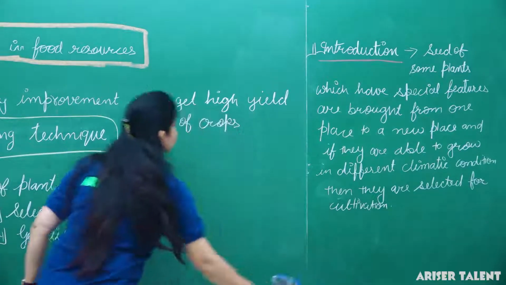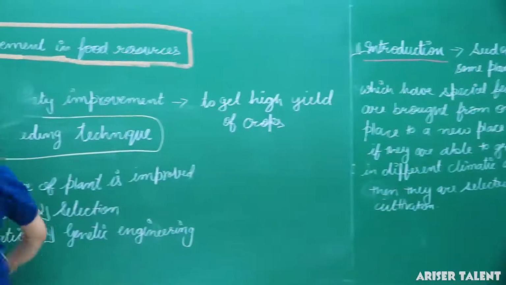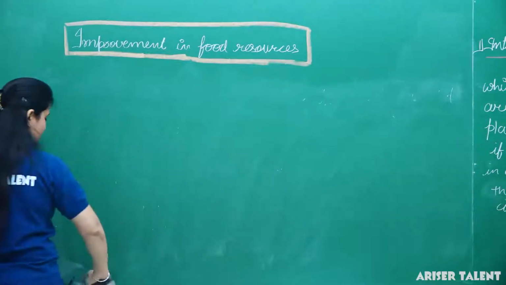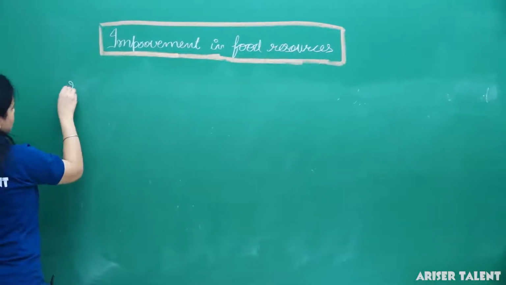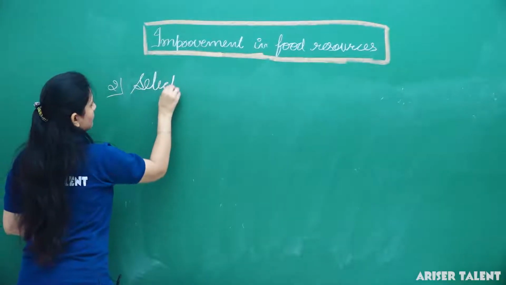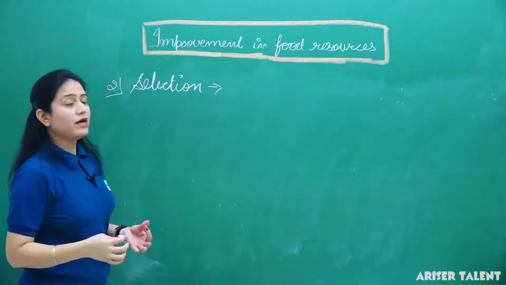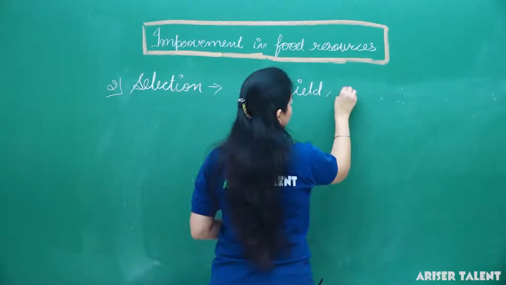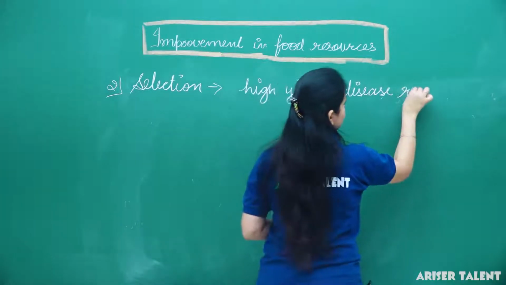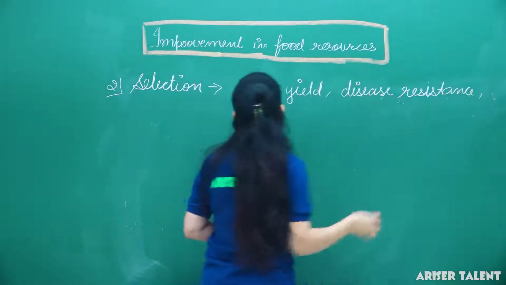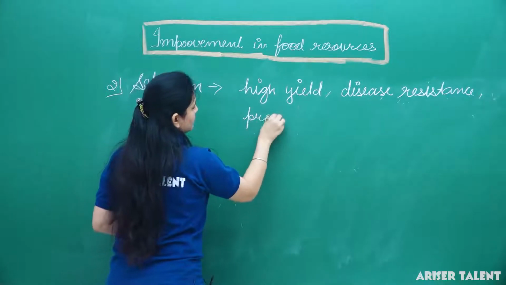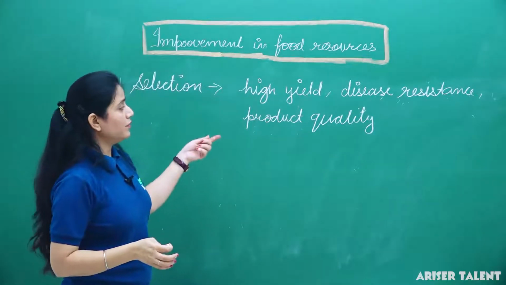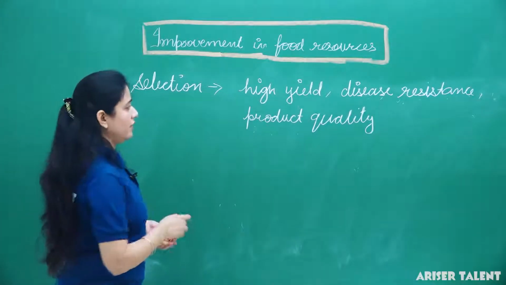Second one is selection. Now selection of the plant. What are the features on which the selection of the plant is done? The selection of the plant is done on the basis of high yield. Okay. Disease resistance. Okay. And product quality. Okay, so on the basis of these features, we generally select the plant for cultivation.